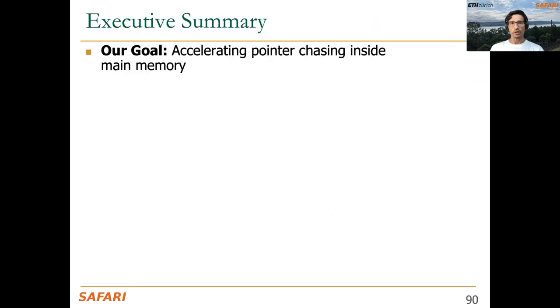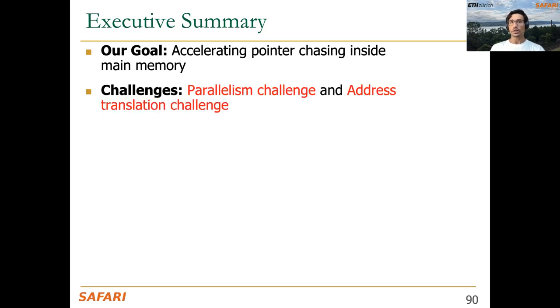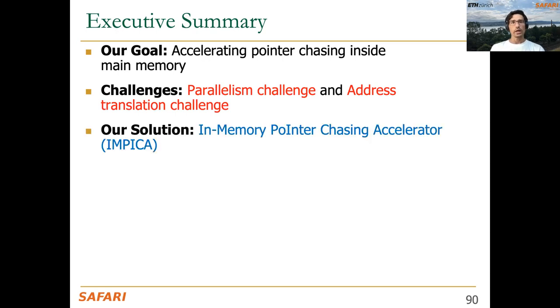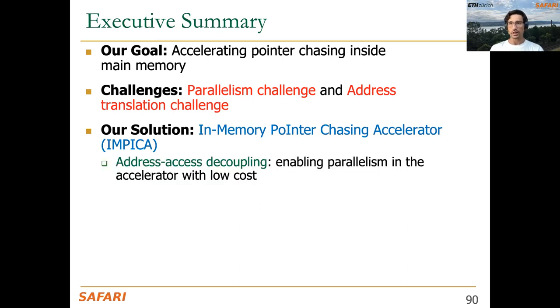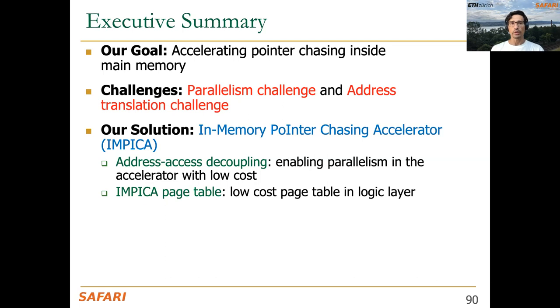So let's start with a brief executive summary. Our goal in this work is to accelerate pointer chasing inside memory. There are challenges, the parallelism challenge, and also the address translation challenge, as we will see. The solution is IMPICA, meaning in-memory pointer chasing accelerator, that proposes decoupling the address calculation and the access to memory from the PIM engines by enabling parallelism in the PIM accelerator with low cost. The IMPICA solution also includes a page table.